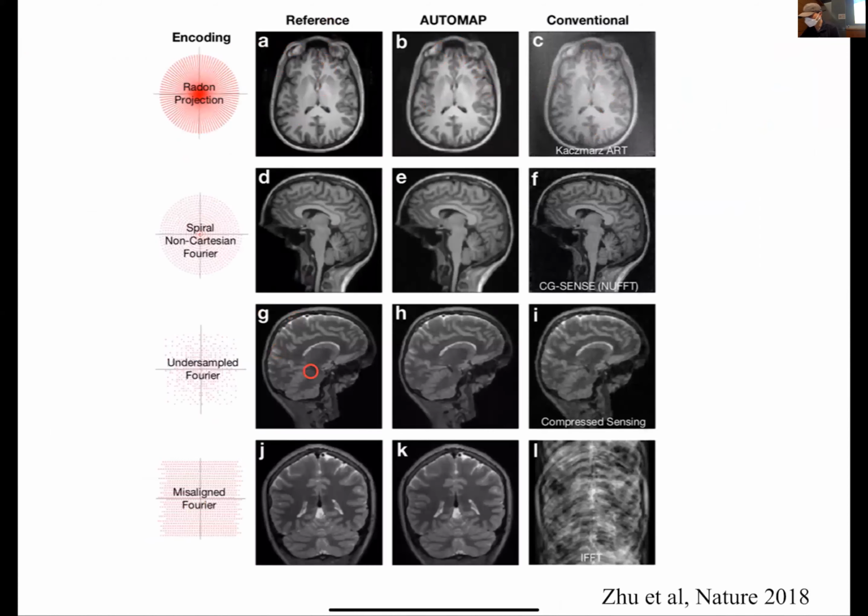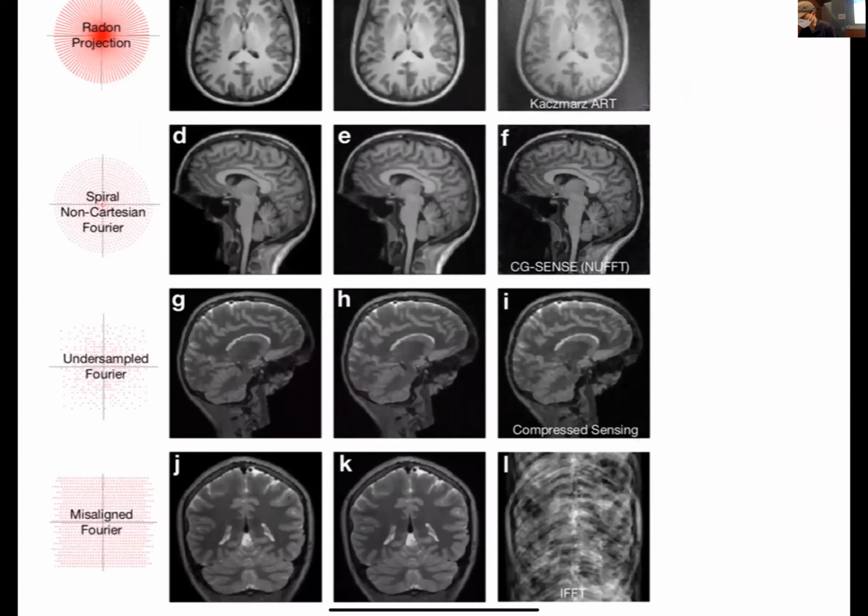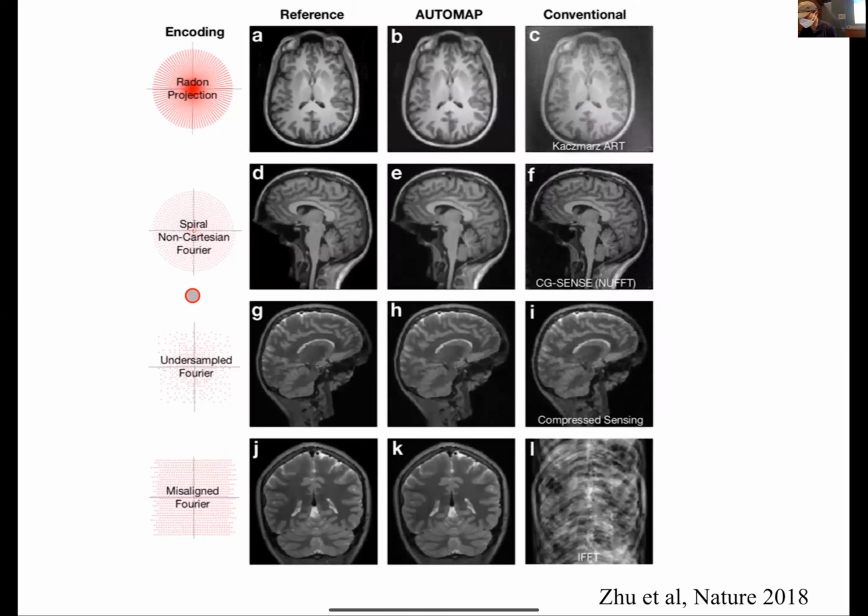Similarly, what's really impressive though is this one here. And then here is where I do undersample. So this is the full reference. Here I do compressed sensing. I do pretty good, but this AUTOMAP does pretty much just as well, if not better.